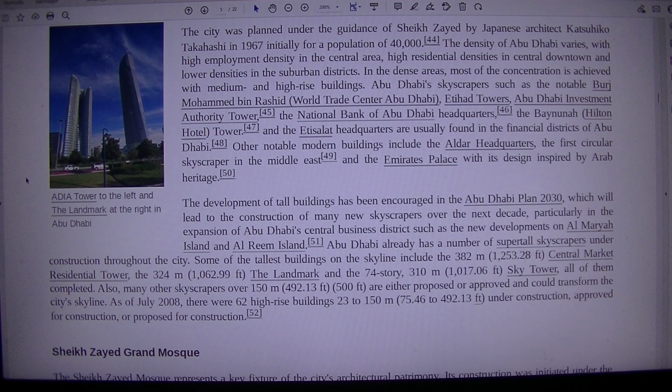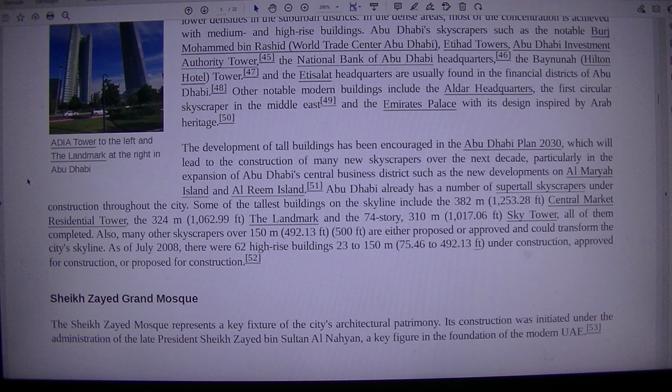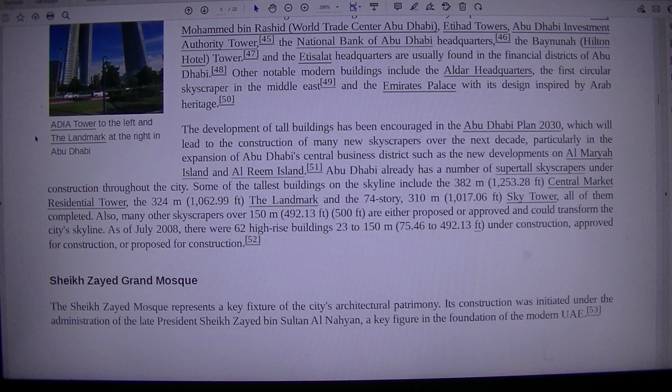The development of tall buildings has been encouraged in the Abu Dhabi Plan 2030, which will lead to the construction of many new skyscrapers over the next decade, particularly in the expansion of Abu Dhabi's central business district, such as the new developments on Al Maryah Island and Al Reem Island.